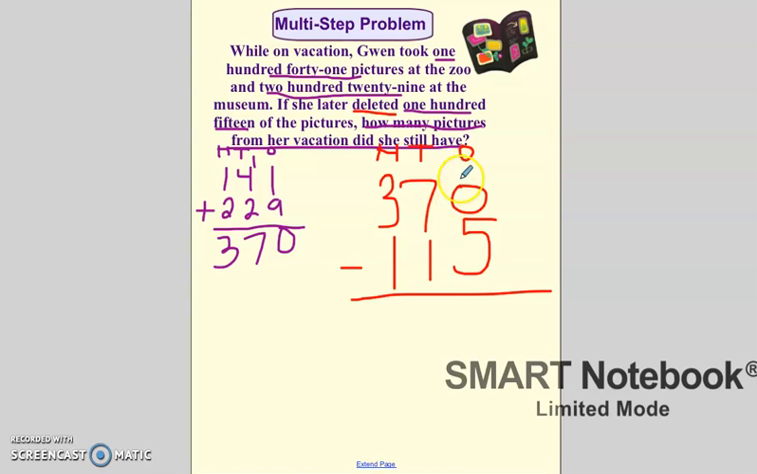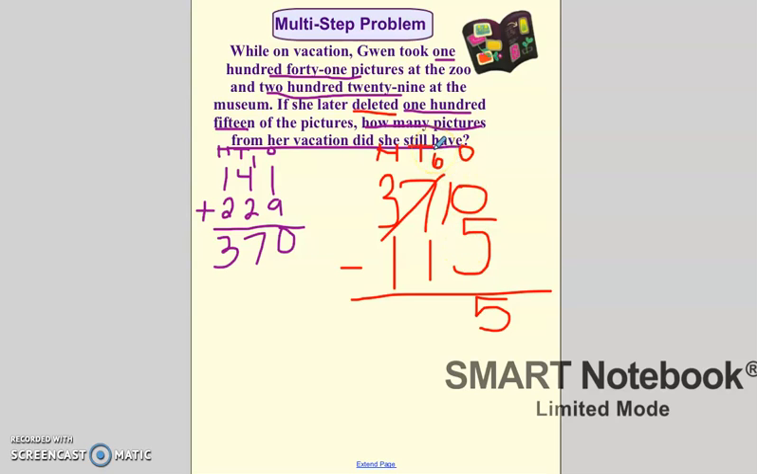Okay, we start with our ones place. Is there more on top or more on the floor? If you said more on the floor, you guys are right. We go next door and get 10 more. Let's cross out that 7 and it becomes a 6. Don't forget to bring that 1 over. 10 minus 5 is 5. You got it. You guys are so smart.